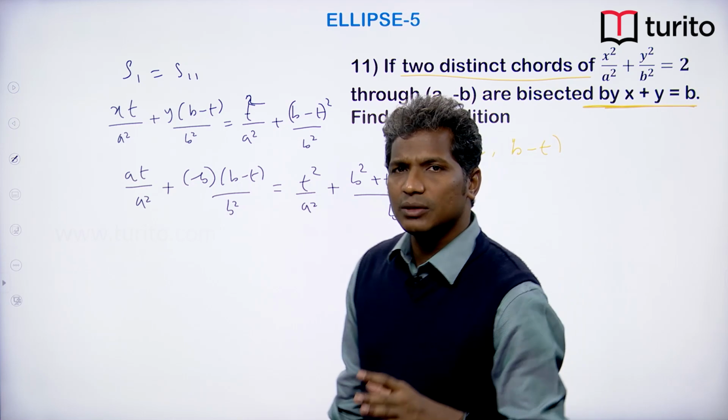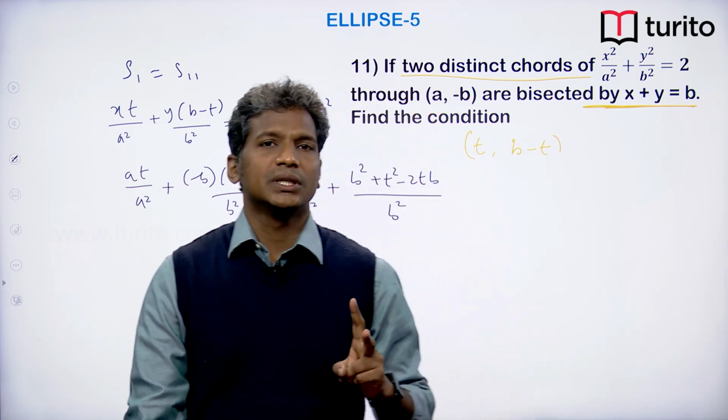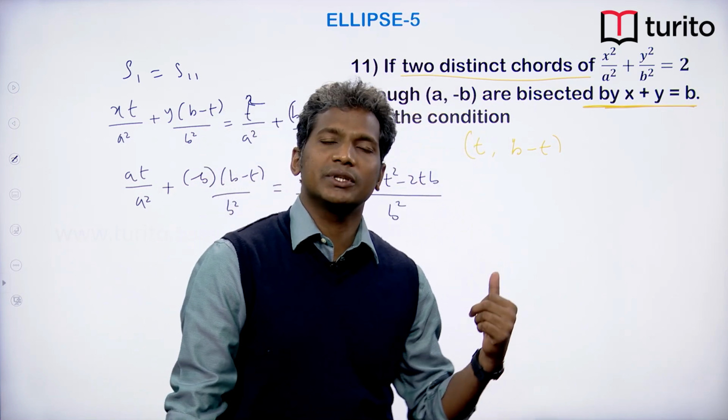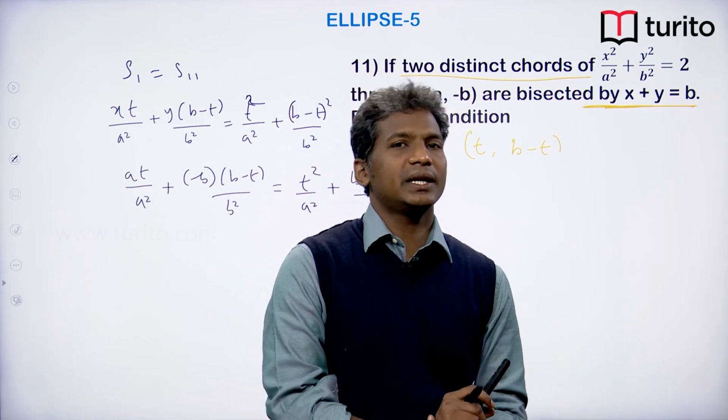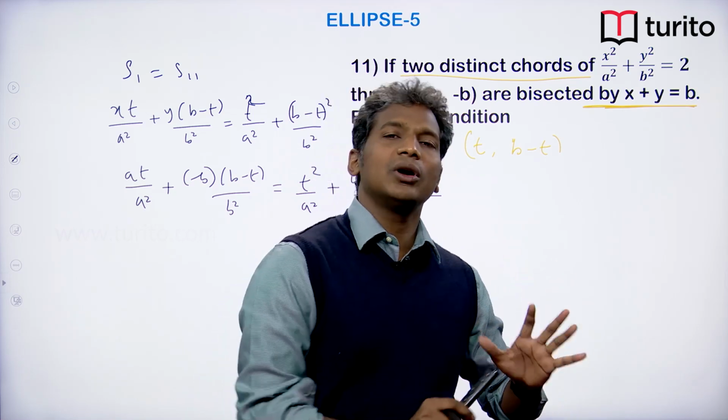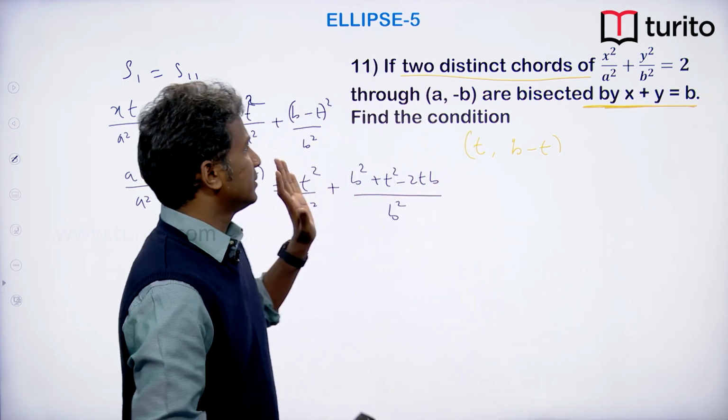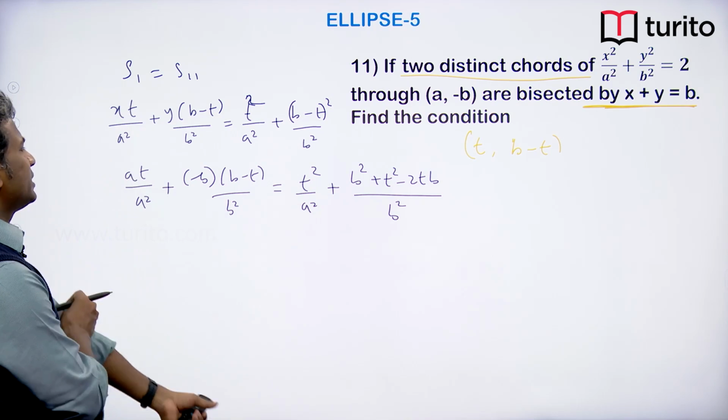Now, that equation must have two solutions. Hence the discriminant of that equation must be greater than or equal to 0. Applying this, I can get the required condition on a and b. Okay. So, how to proceed further?